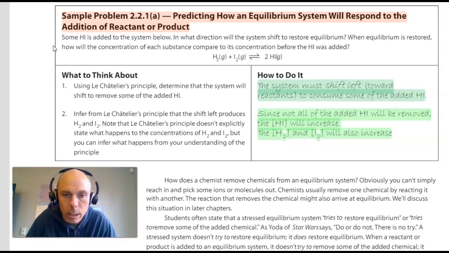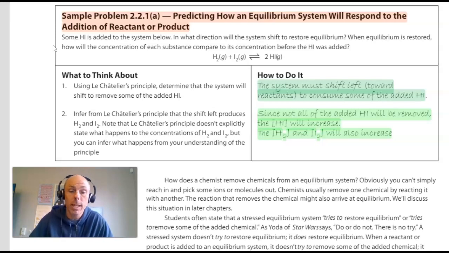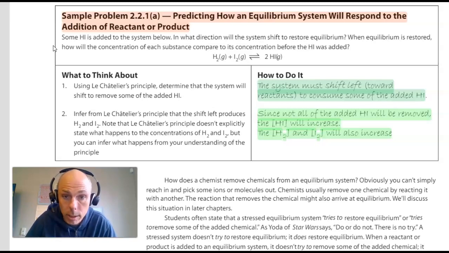First thing we do is recognize that HI is a product, and that if you add a product, the system will shift in such a way to remove some of that added product. Not all, but some. That means that the reverse reaction will occur to cause that to occur. This system will shift to the left to get rid of some of the HI that's being added. So it's going to be a left shift, and we see that here in green.